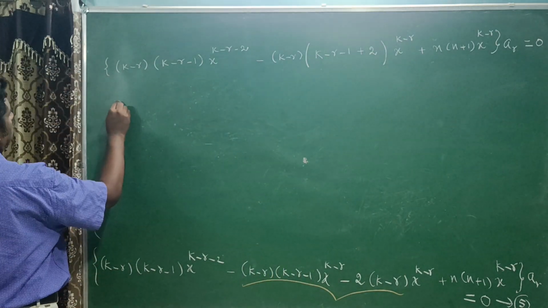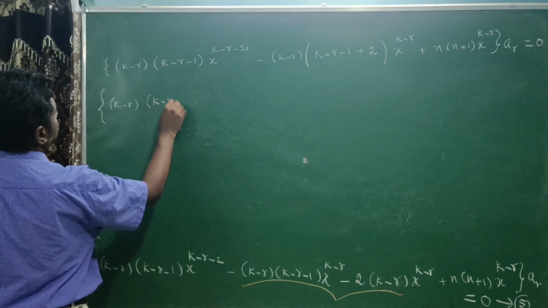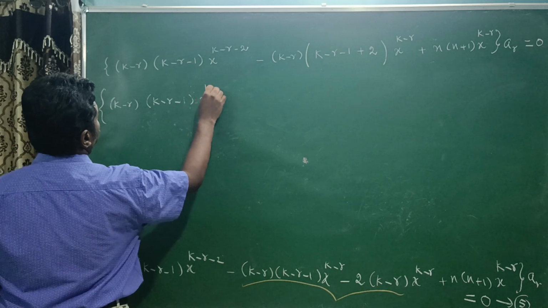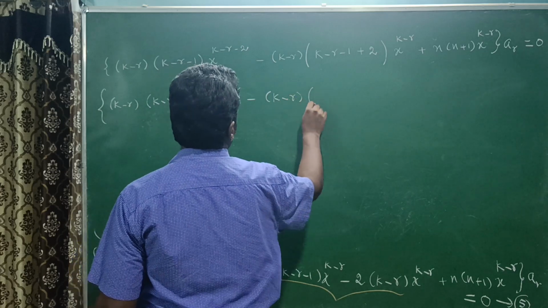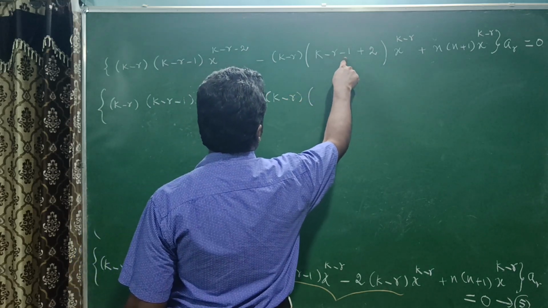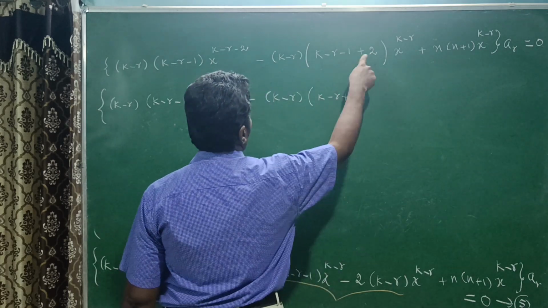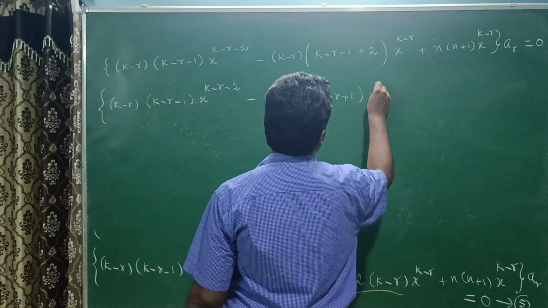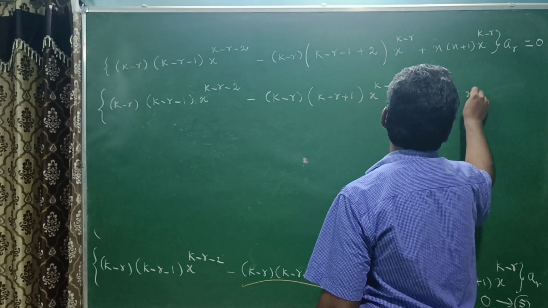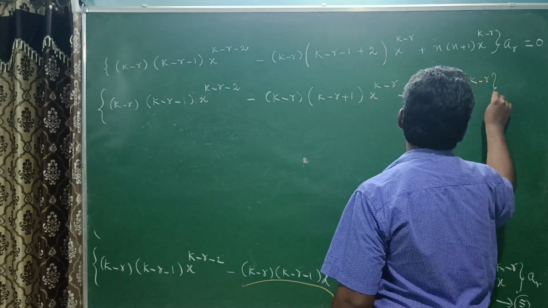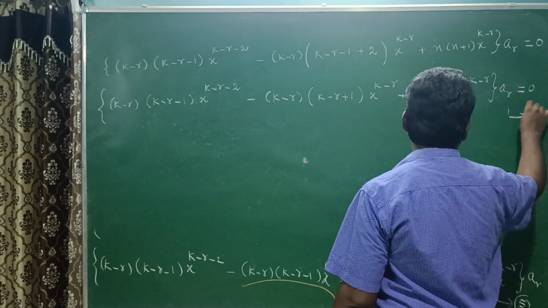This is modified as (k minus r) into (k minus r minus 1) x power k minus r minus 2, minus (k minus r) into (k minus r minus 1 plus 2), that is (k minus r plus 1), x power k minus r, plus n into (n plus 1) x power k minus r, entire is multiplied by a suffix r equal to 0. So this is equation 6.